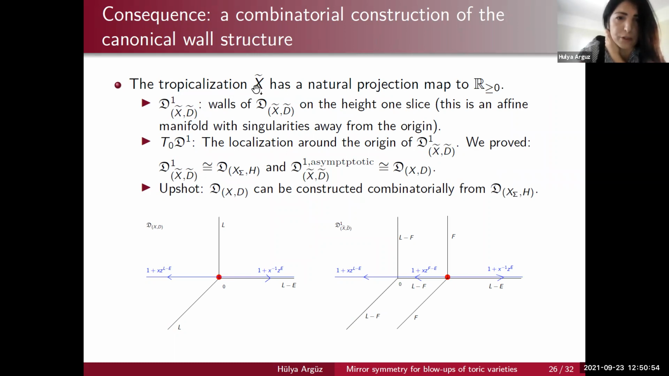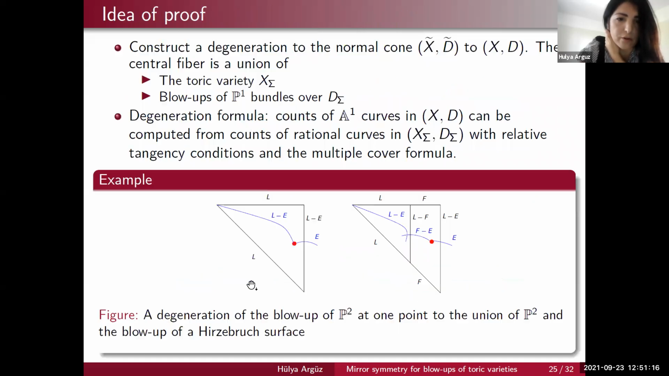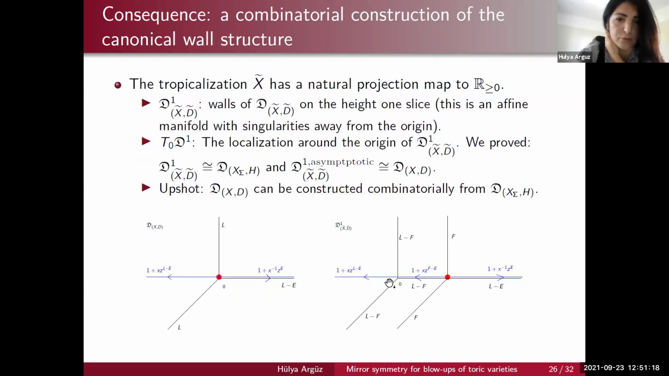So if you look at the tropicalization of the total space, and if you look at the central fiber of this total space, which is a degeneration to the normal cone, it is a map to r greater or equal 0. And if you look at its height 1 slice, then it looks like this in the example of P2 blown up non-torically. What you obtain at the end of today, you move away the singularity in this canonical scattering diagram. And we analyzed the height 1 slice.